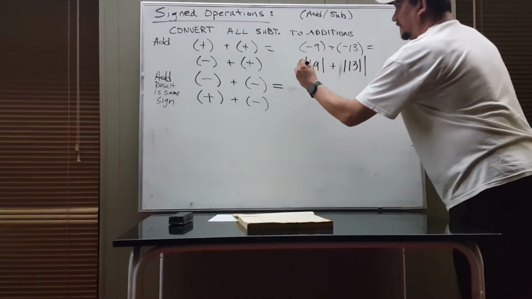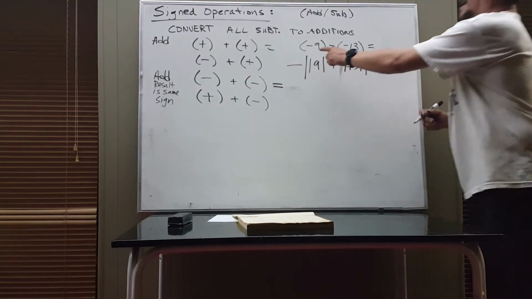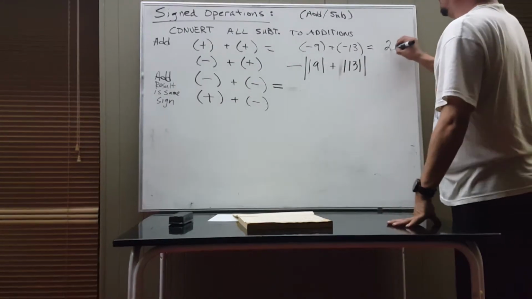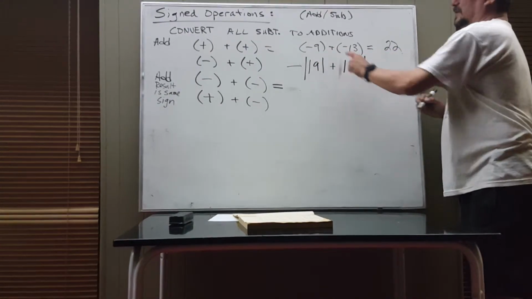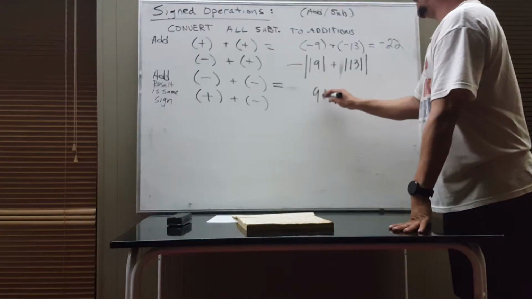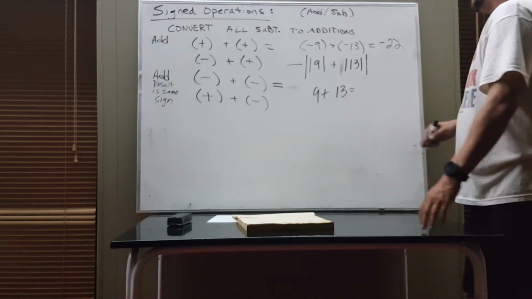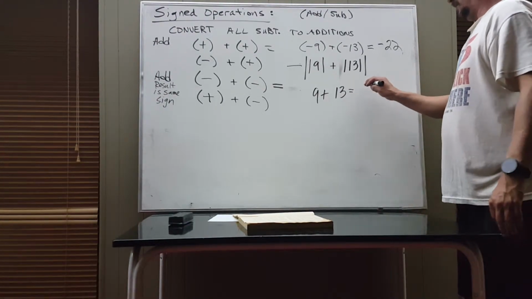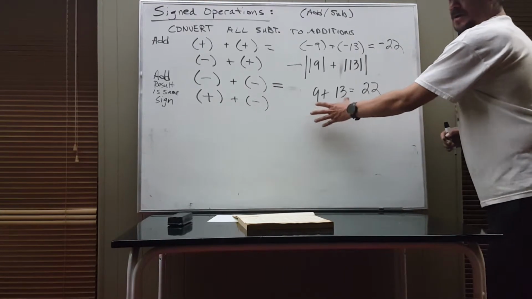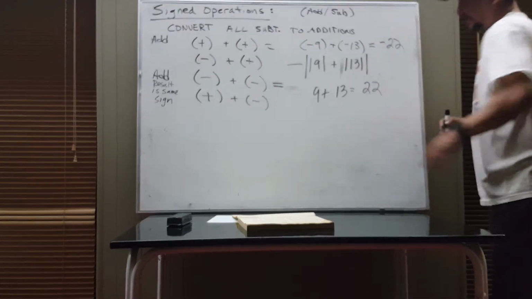All negative, and the answer is negative. So we're adding the numbers: 9 and 13 is 22. And because both of these signs are negative, the result is negative. Same as positive. If it was plus 9 plus 13 with no signs, then the result would be 22, positive, because both of these are positive, you add the absolute values, and the result is positive.